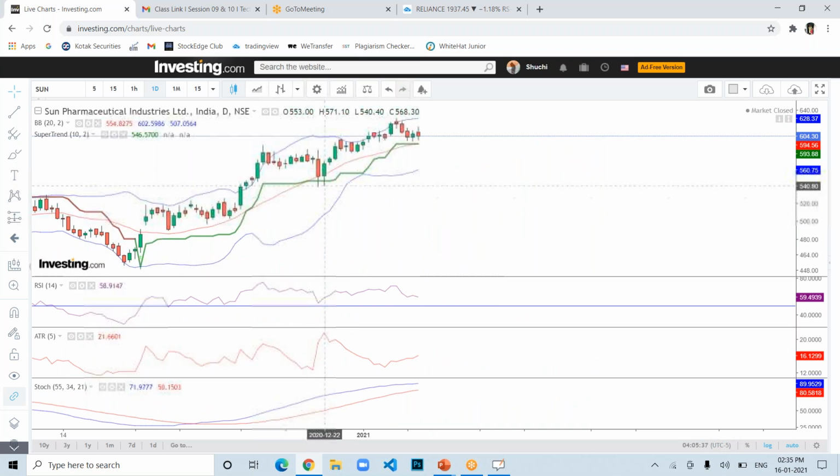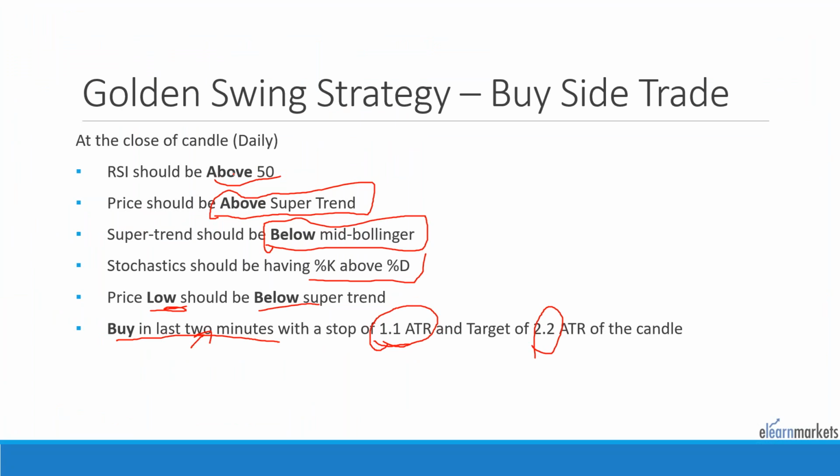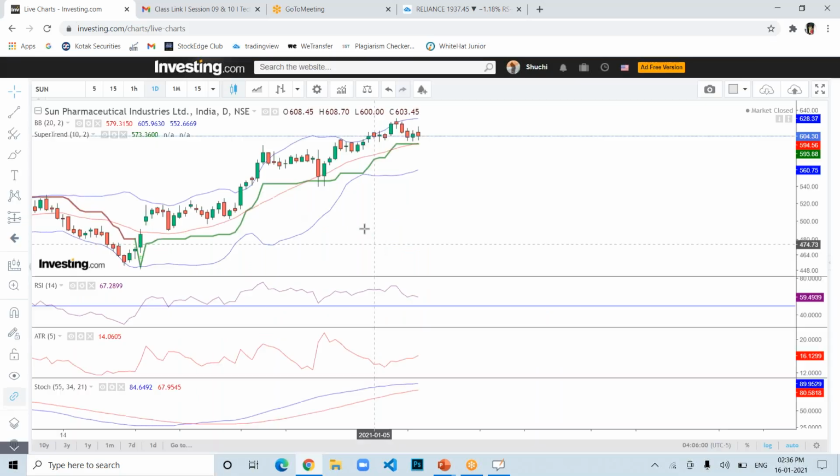Okay, now see. If you look at this candle, this green candle which I'm talking of, what are my parameters? I'm opening this parameter for you all to show. RSI should be above 50, price should be above the super trend. Super trend should be below the mid Bollinger Band. Now see here. RSI should be above 50. So this is my blue line, which is 50. RSI is above 50. It is 61.